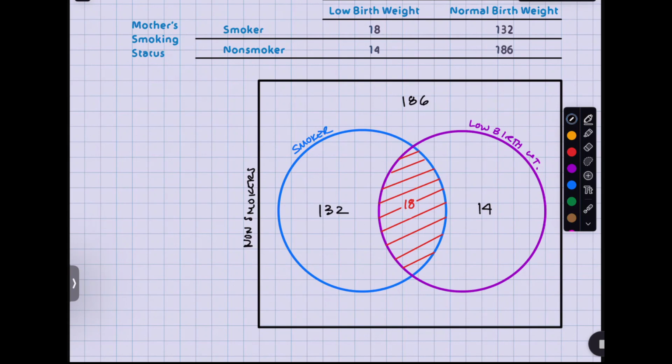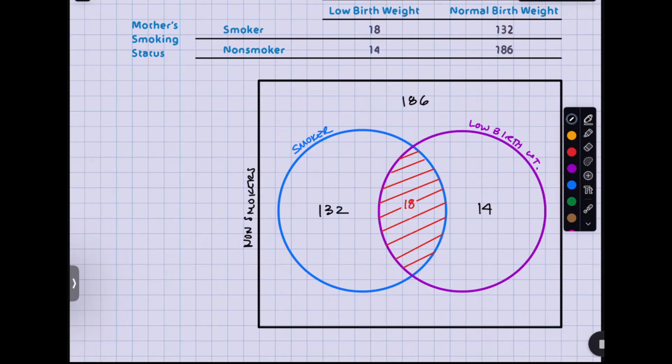The whole population. That's the reason why I wanted to put the 186 and then talk about how the smoker is a smaller population, so that's why it's a smaller circle. I don't disagree with you, buddy. Because if I label one smoker, the other one should be non-smoker. If I label one low birth weight, the other one should be normal birth weight.